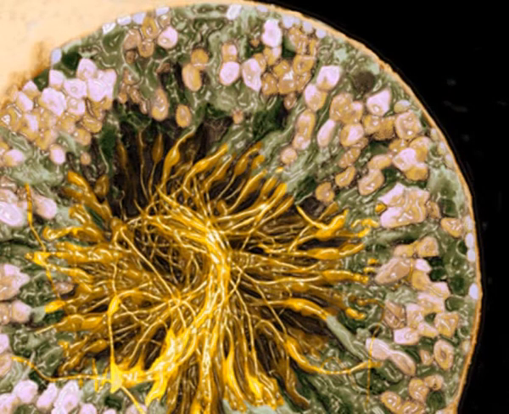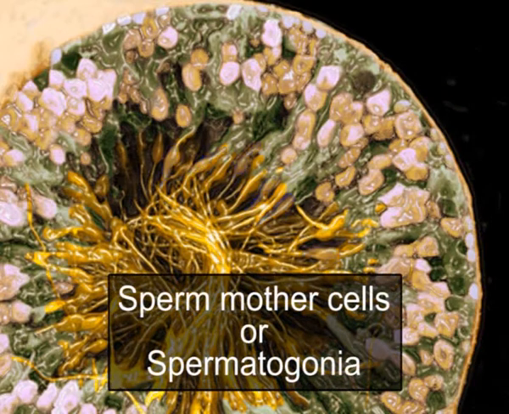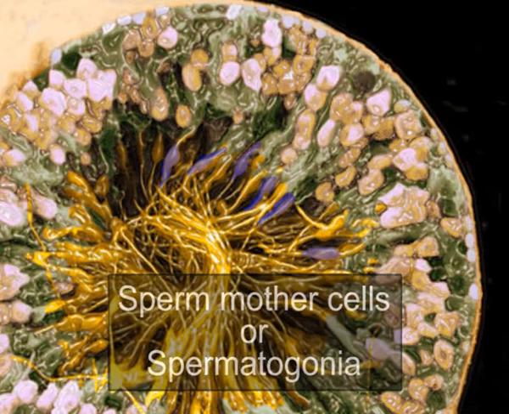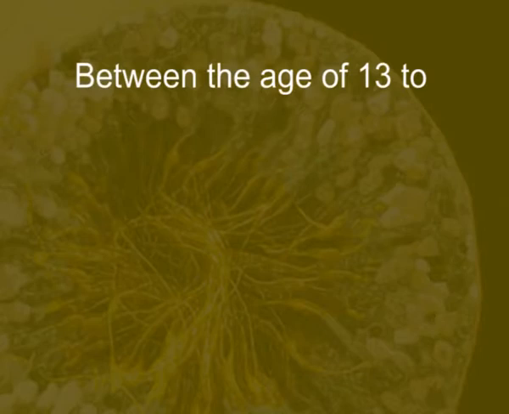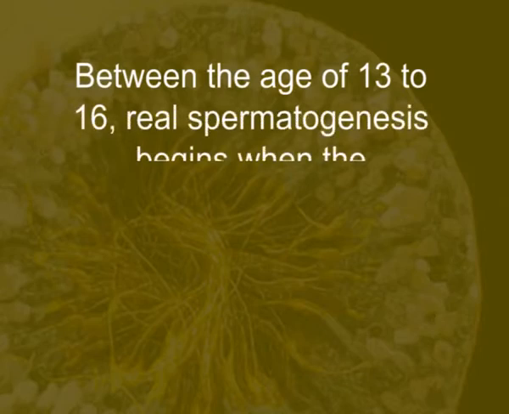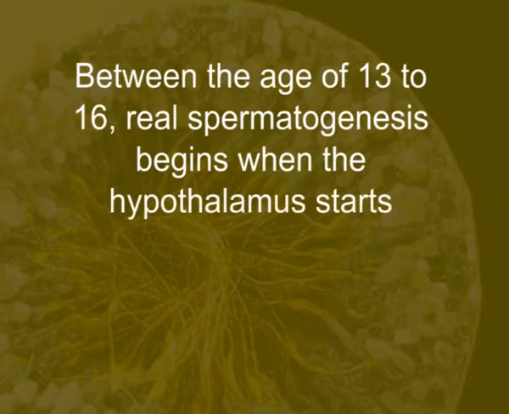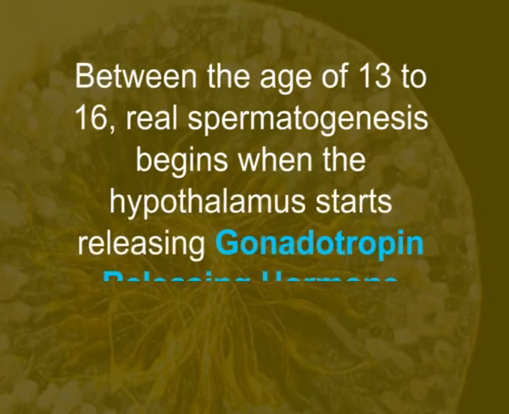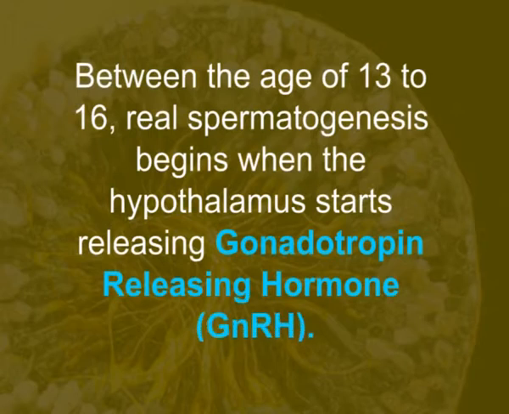During the growth of a male child, primordial germ cells start taking the form of sperm mother cells or spermatogonia. Until the boy reaches puberty, these cells remain in a dormant state. Between the ages of 13 to 16, real spermatogenesis begins when the hypothalamus starts releasing gonadotropin-releasing hormone. You know, these hormones are necessary for further development of sperms.